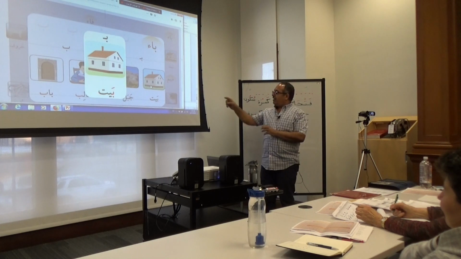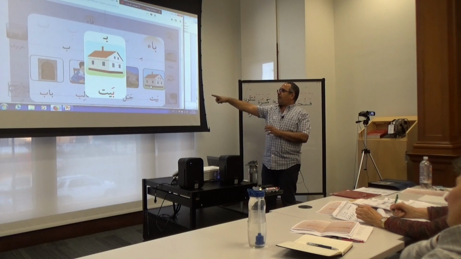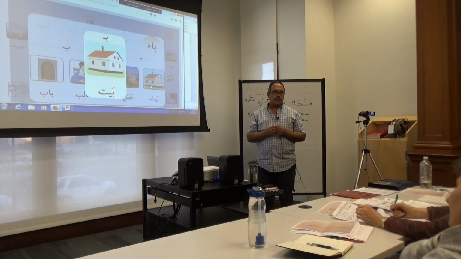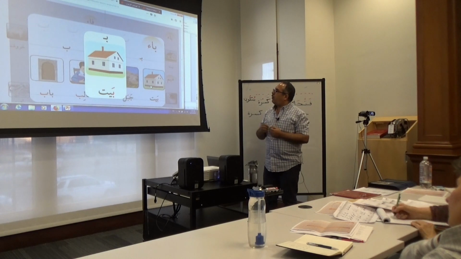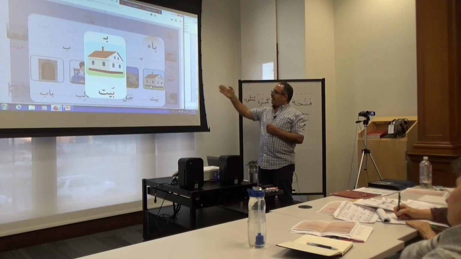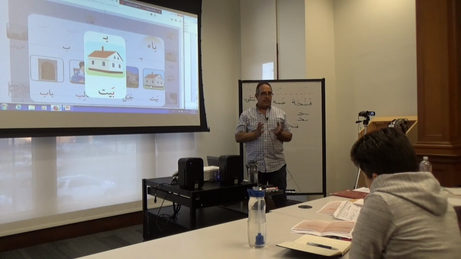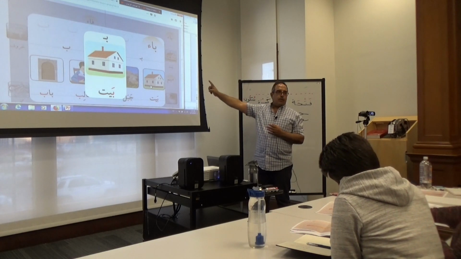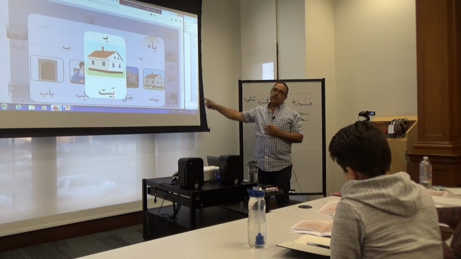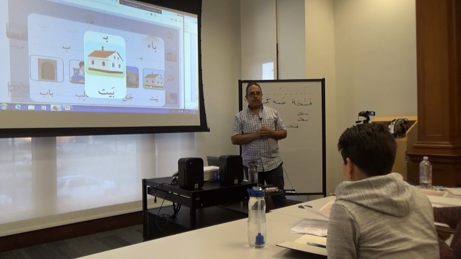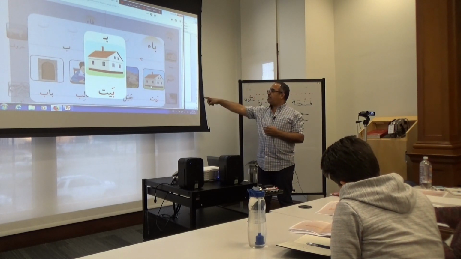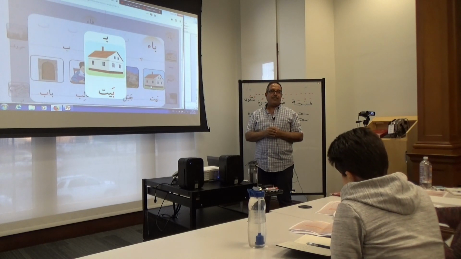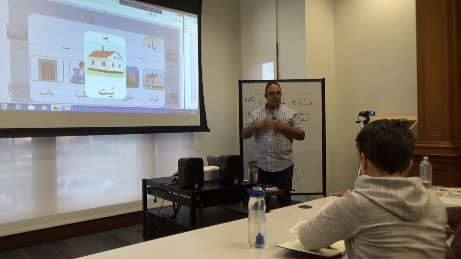A hint: these words are color coded with the letter that we are studying. Okay? So in this slide, we are talking about the letter ba, right? And in this example, for a house, what is the name of the house in Arabic? Can you read this word? Yes, you guys are right. Just speak it louder. Let me hear it.